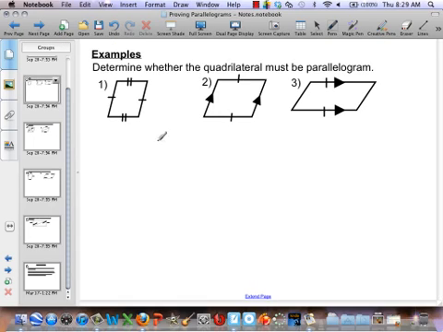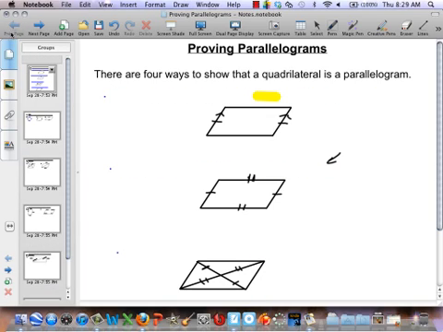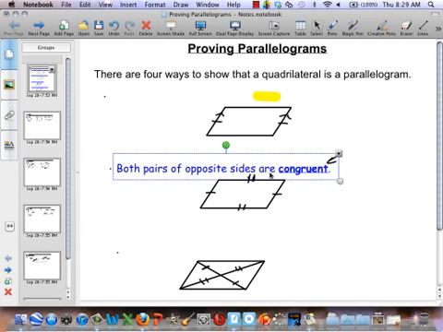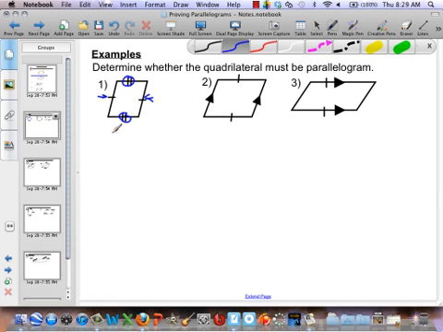So let's take a look at some of those. Let's take a look at number 1. Is the shape in number 1 a parallelogram? Well, let's look at it. What do we know? I know that this pair of opposite sides are congruent, and this pair of opposite sides are congruent. So does that fit one of the 4 models? Let's go back and check. According to this one right here, both pairs of opposite sides are congruent. That makes it a parallelogram. So number 1 is yes.